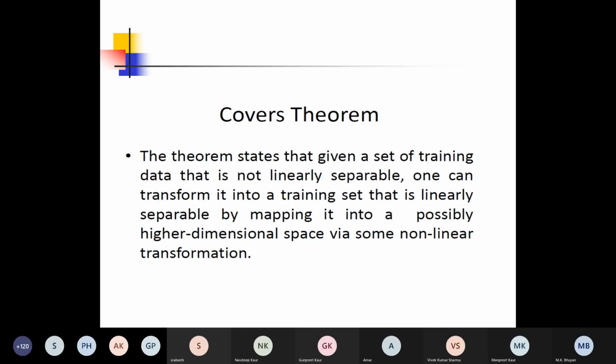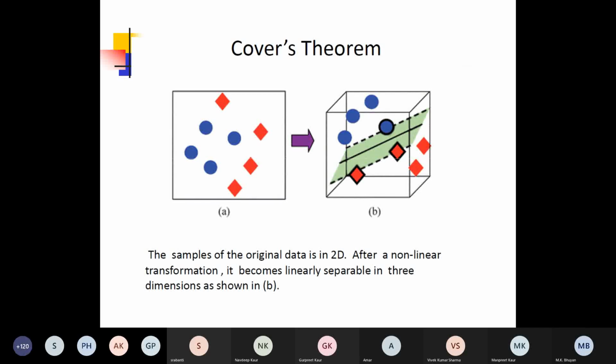After this, what can I do? I can do some nonlinear transformation, some mapping into high dimensional space. In example A, this is the 2-dimensional space. In example B, this is the 3-dimensional space. So I can do some nonlinear transformation for mapping the samples from the low dimensional space into the high dimensional space. If I do this mapping, you can see the samples are linearly separable. So this is the concept of the Cover's theorem.